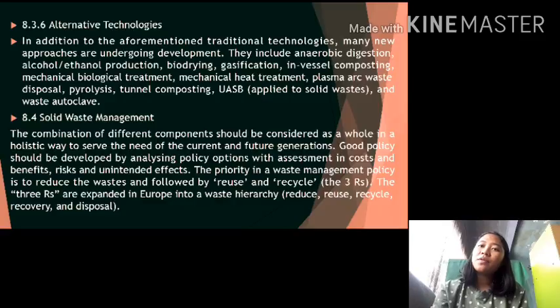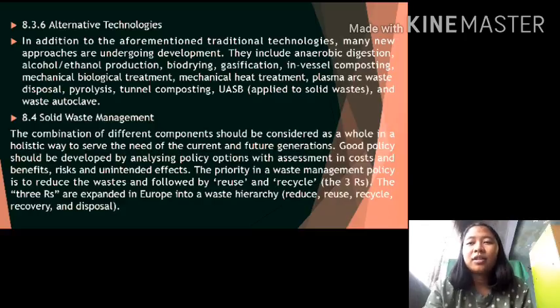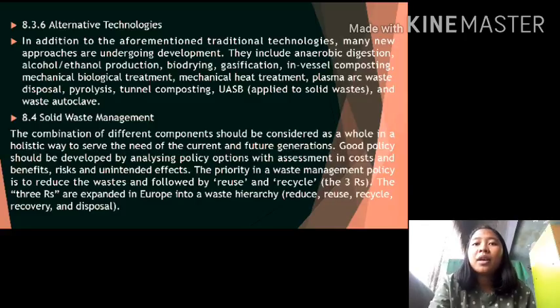8.3.6 Alternative technologies. In addition to the aforementioned traditional technologies, many new approaches are undergoing development. They include anaerobic digestion, alcohol or ethanol production, bio-drying, gasification, in-vessel composting, mechanical biological treatment, mechanical heat treatment, plasma arc waste disposal, pyrolysis, tunnel composting, UASB applied to solid waste, and waste autoclave.